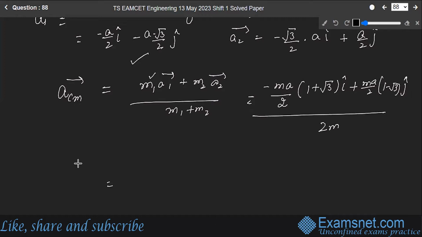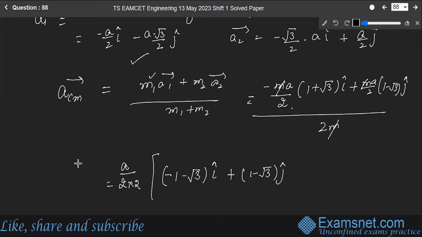So m will cancel from the numerator and denominator. You will be left with a by 2 taken common, and 2 multiplied by 2, that is a by 4, taken common, and inside you will be left with minus (1 plus root 3) i cap plus (1 minus root 3) j cap. Hope you are clear till here.